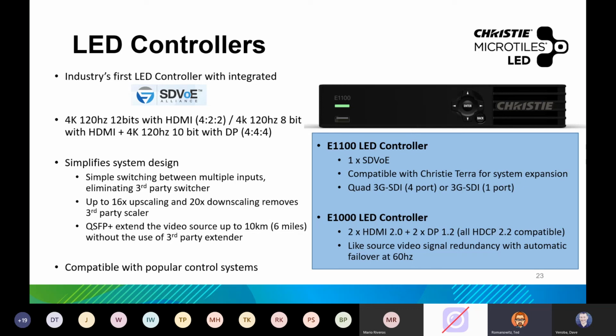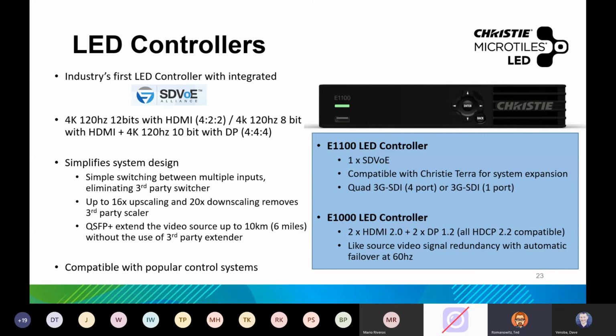You can rest assured that they're validated for compatibility and interoperability in Christie's engineering lab, so you don't have to do your own validation testing in your facility. It just works. You can trust Christie. It's also compatible with many of the popular control systems out there.